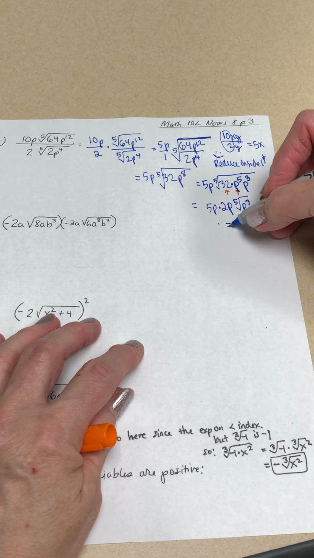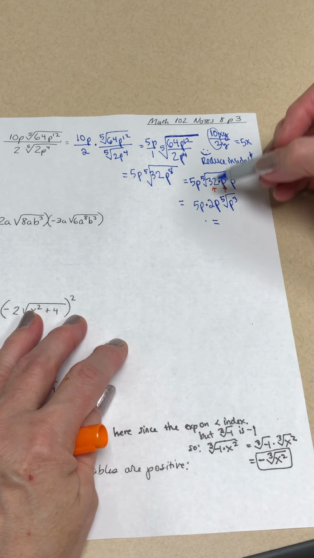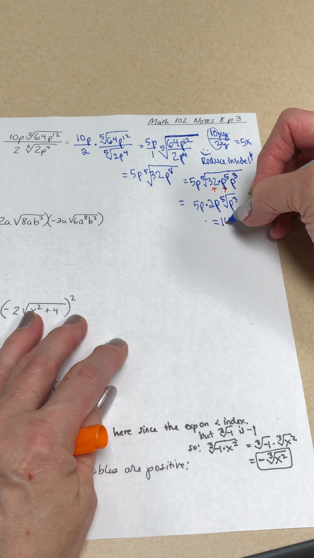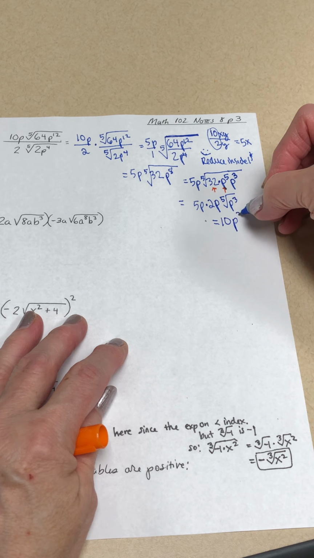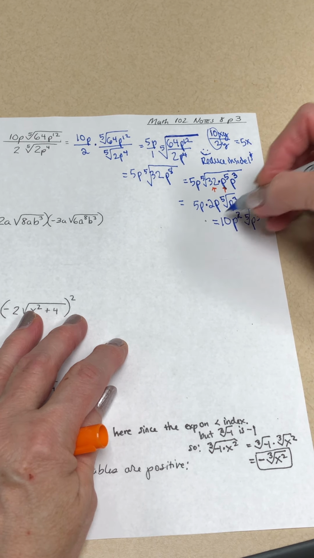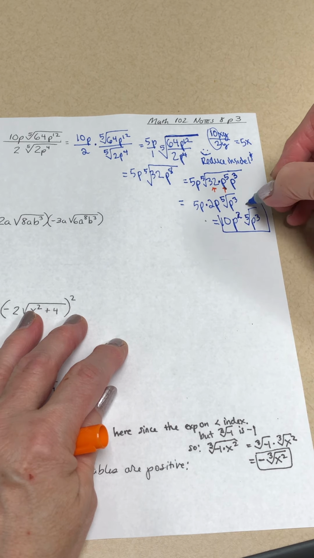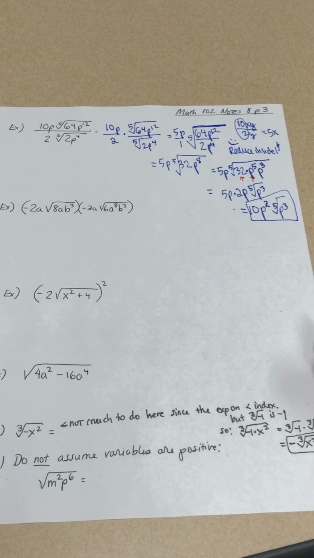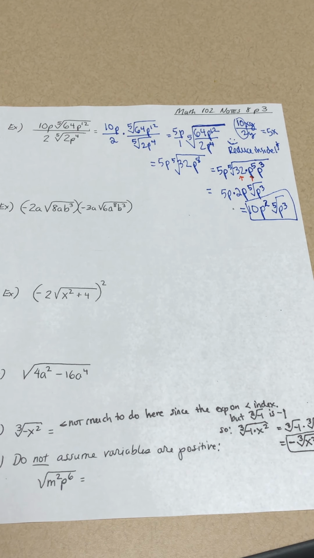And then finally, one last step, multiply the coefficients together. 5 times 2 is 10. P times p is p squared. 5th root of p to the 3rd. And that is as simple as you can write that expression. You pulled out as much from under the radical as possible, or you reduced the fraction as much as possible.